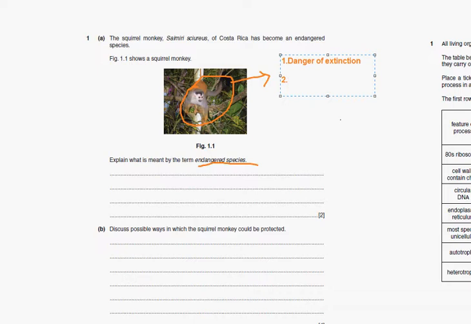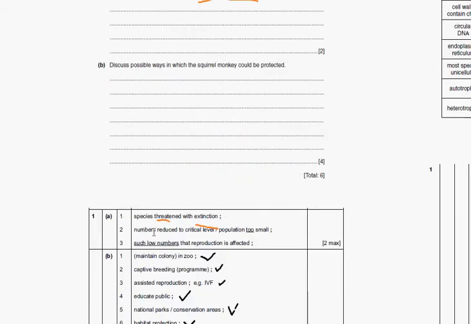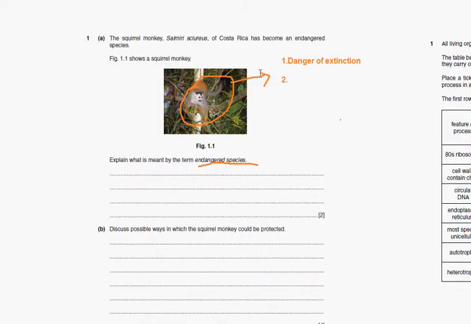What will number 2 be in this case? Number 2 will be the numbers reduced to a critical level. Population too small. So the second point is that the population is low or is too small. That's the second point. Okay, so these 2 points first must be met. There is a danger of extinction, and the population is too small. These are the endangered species.